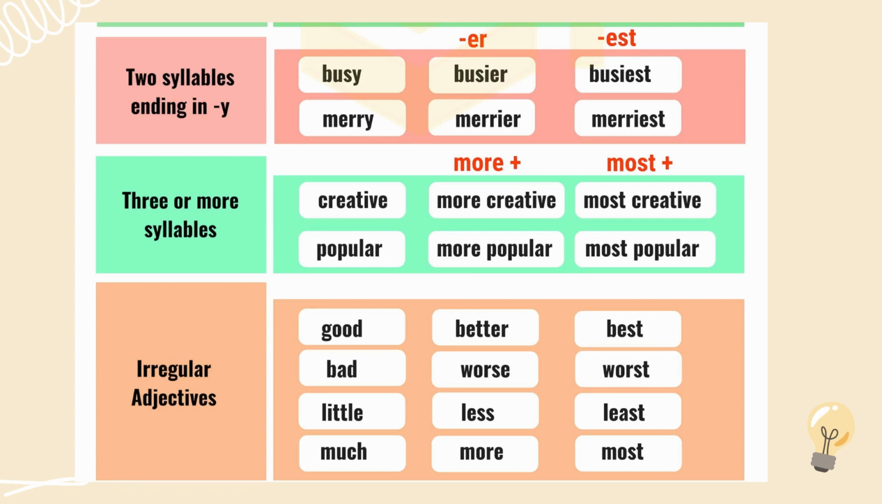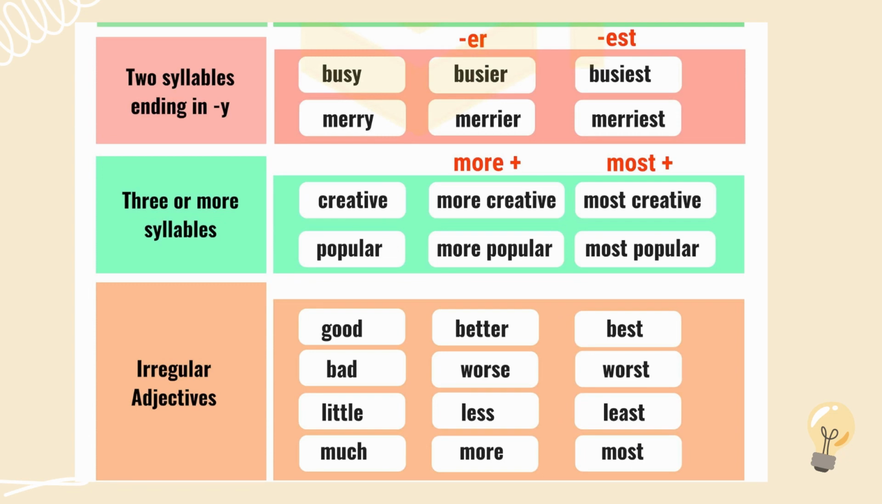Students, now let's take a look. In order for us to add -er for a comparative adjective and -est for a superlative adjective, you need to convert the letter y to i. Remember that. Busy, busier, busiest. Merry, merrier, merriest.